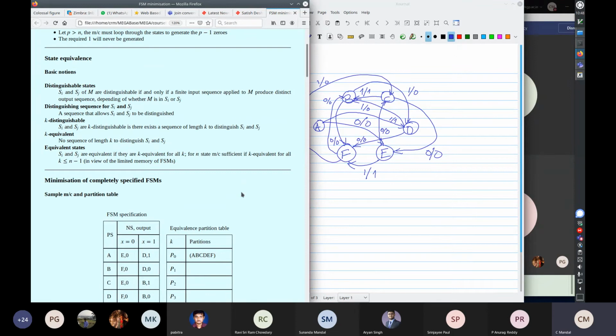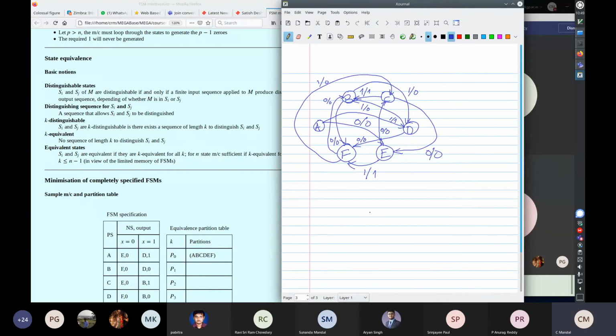So let us consider some basic notions of state equivalence. Two states, Si and Sj of M, are distinguishable if and only if a finite input sequence applied to M produces distinct output sequences depending on whether M is in Si or Sj. So basically you have a machine in which you have got two states, Si and Sj. How can you try to distinguish between these two states?